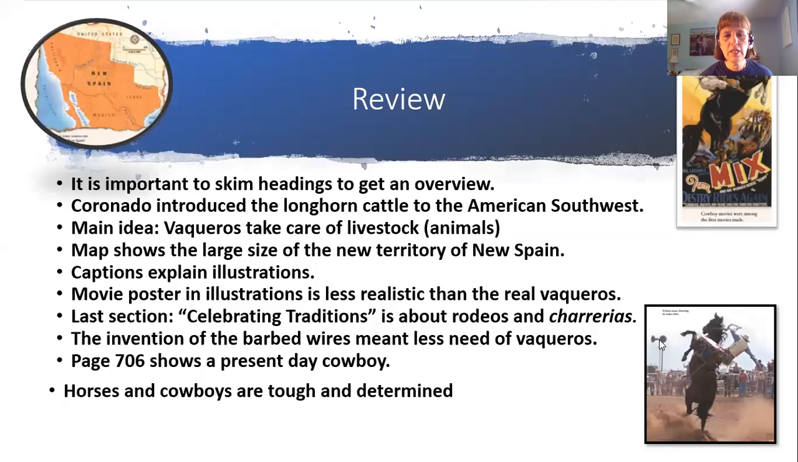Let's continue here. Let's review. It is important to skim headings to get an overview of the selection. Coronado was the one to introduce the longhorn cattle to the American Southwest. The main idea is that the vaqueros take care of the livestock, the animals on a ranch. The map shows the large size of the new territory of New Spain. The captions explain the illustrations. The movie is less realistic. And the section about celebrating traditions is about rodeos and charrerías. The invention of the barbed wire meant less need of vaqueros. And page 706, here it's correct, shows a present day cowboy. Horses and cowboys are tough and determined.